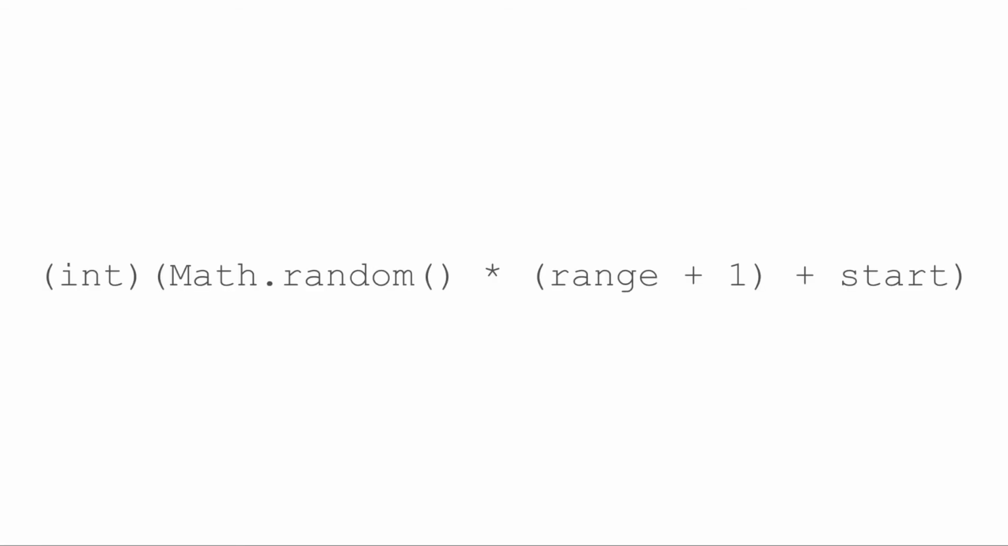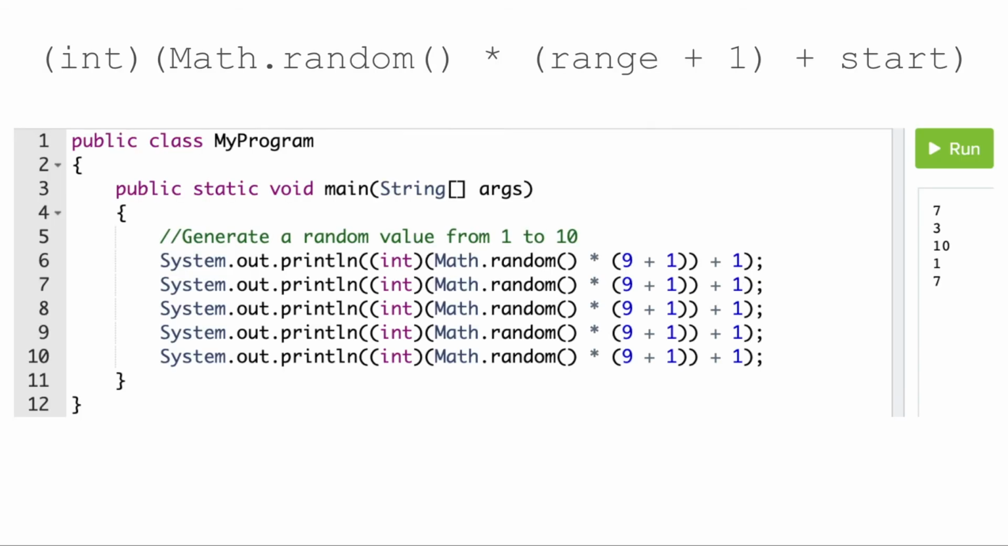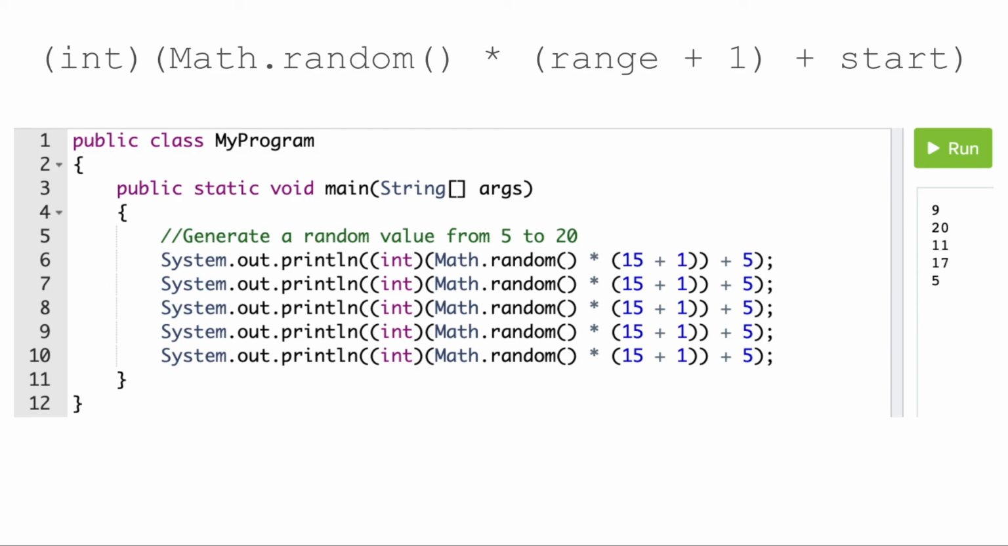This is the general formula for generating a random number from start to start plus range. Let's see it in action. This program can generate random values from 1 to 10. This program can generate values from 5 to 20.